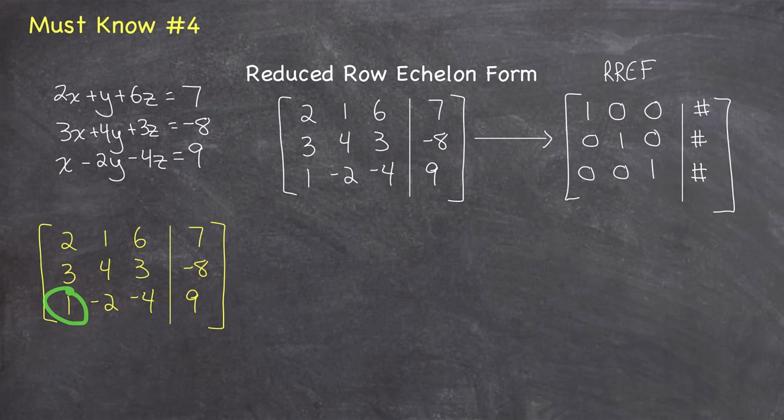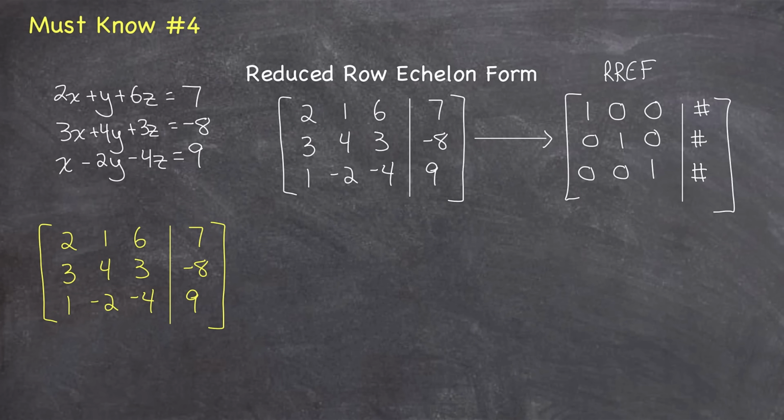So to get that 1 to the top of the column, we'll have to swap this entire row with the row that's at the top. So in order to get this 1 up to the top of the column, we can swap all of row 3 with all of row 1. So this 1 is now called our pivot.